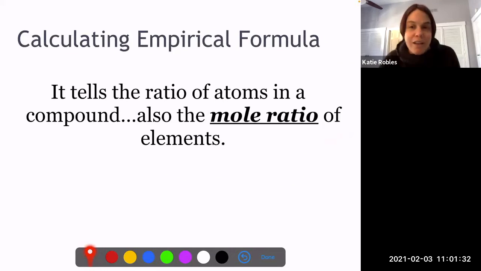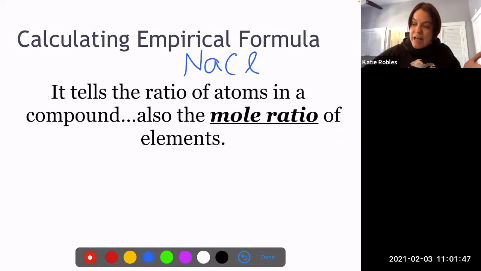So how do you calculate an empirical formula? It's actually pretty easy. You need to think about what a formula is. A formula is a ratio of atoms. Again, NaCl does not mean it's 50% sodium and 50% chlorine by mass, but it does mean that there's a 1-to-1 ratio between sodium and chlorine. So the empirical formula tells me the ratio of atoms in the compound. All right. We also call this the mole ratio of the elements.